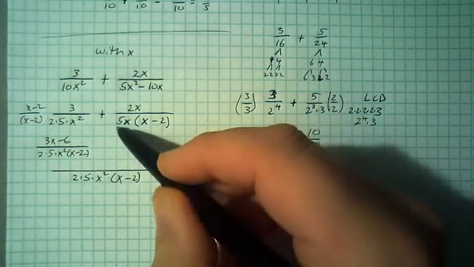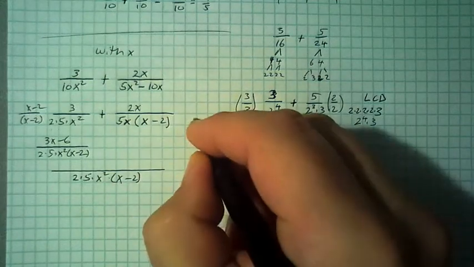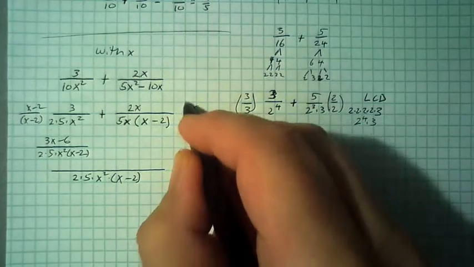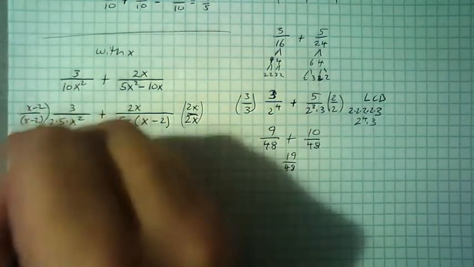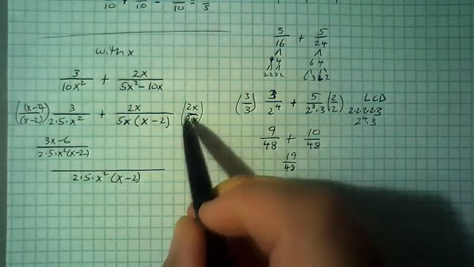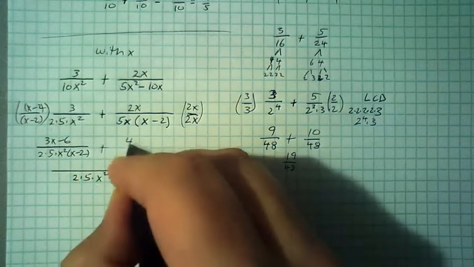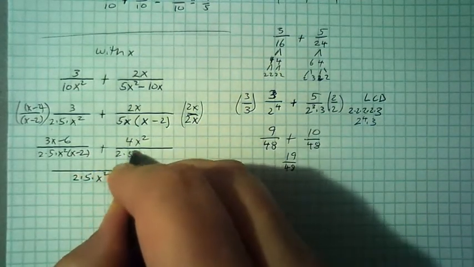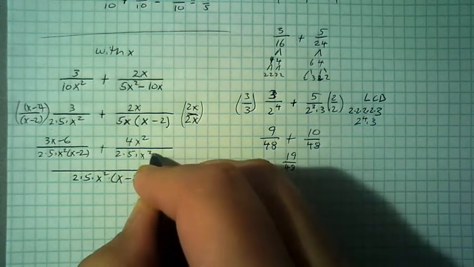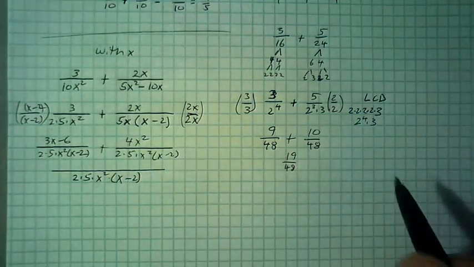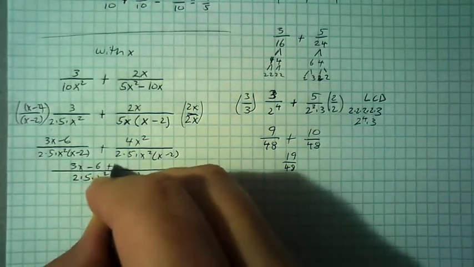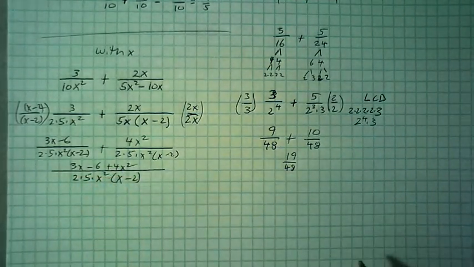And on this fraction, I have the 5, I need an x, and I'm going to need that 2. So I have to multiply this one by 2x over 2x, which gives me 4x squared over 2 times 5 times x squared times x minus 2. So when I add these together, I get 3x minus 6 plus 4x squared.